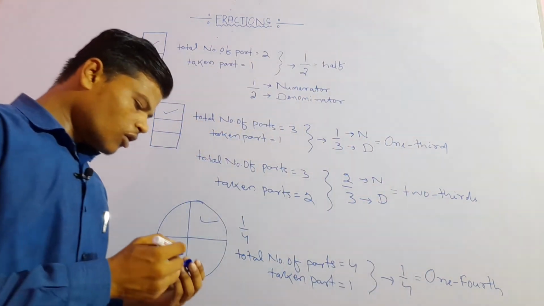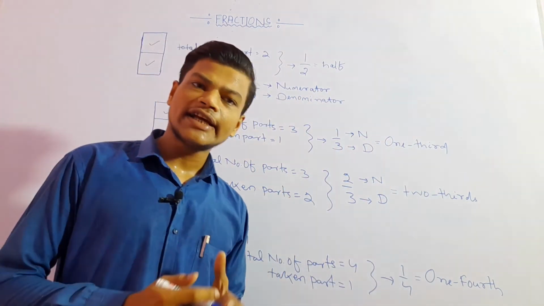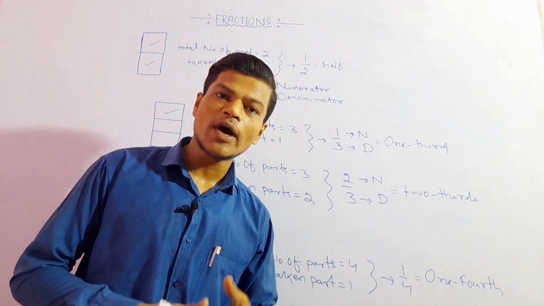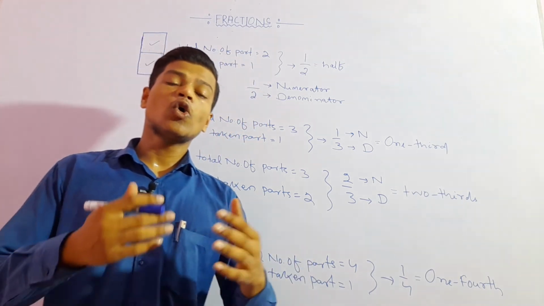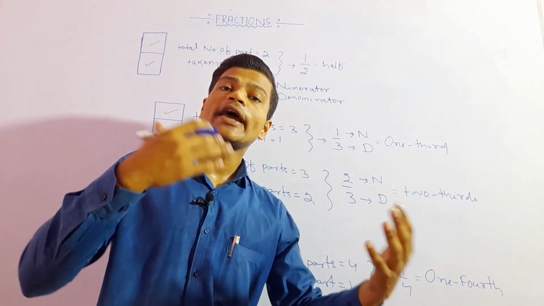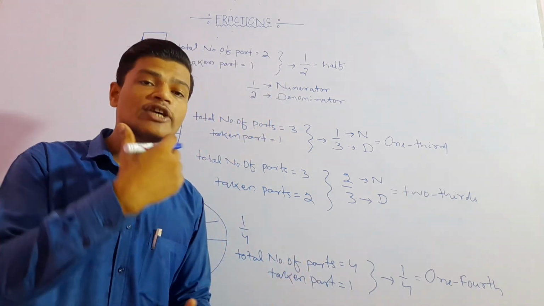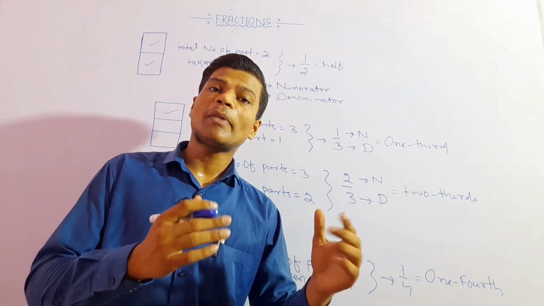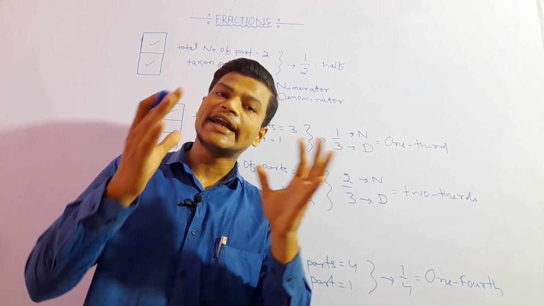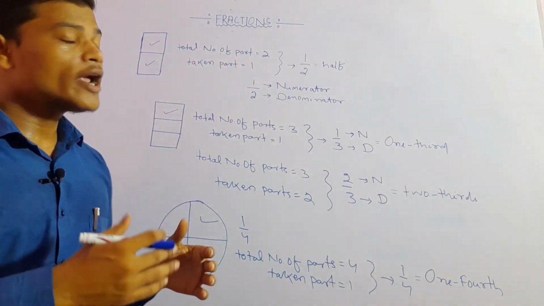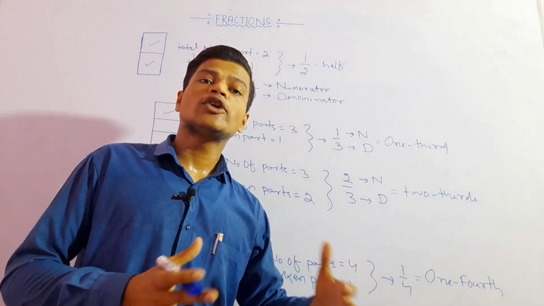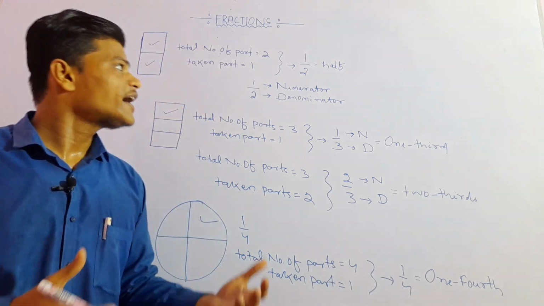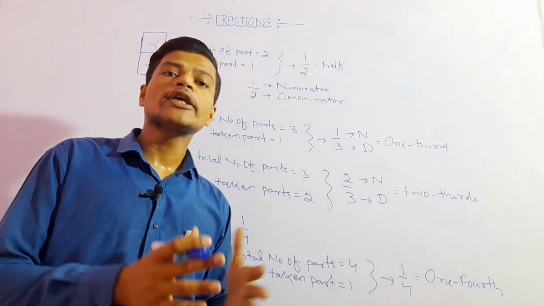So a fraction represents the part of a whole thing. When I say whole thing, I mean the part of an entire thing. We use fractions to represent the part of a whole thing. So when we divide a whole thing into equal parts and take some parts, there we use fractions.